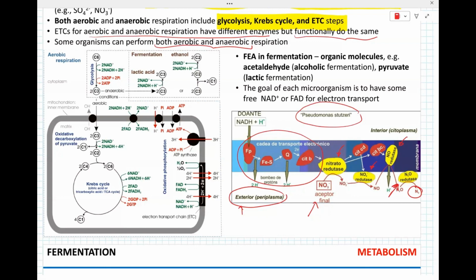What if a microorganism or an organism lacks an electron transport chain, or for some reason cannot carry it out? For instance, there is not enough oxygen.